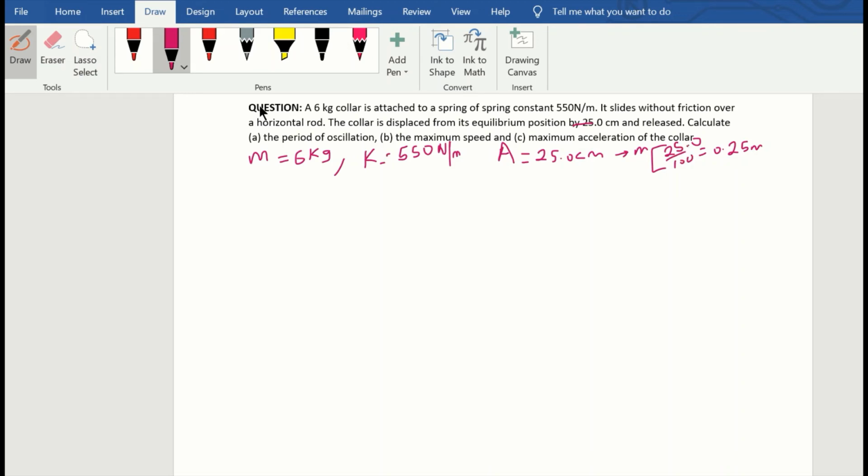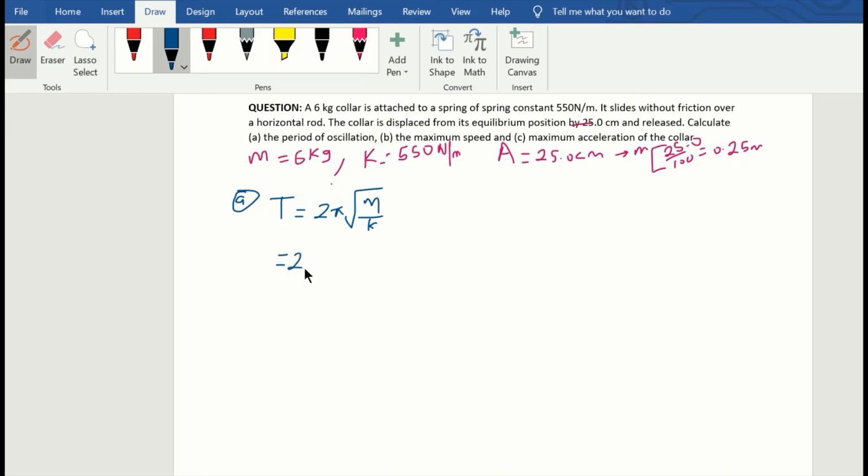Okay, so what we do now is to find the period of oscillation. To find the period of oscillation, we use the formula which we derived earlier, which is T equal to 2 pi times the square root of the mass over the spring constant. All right, so what we do now is we log in the values.